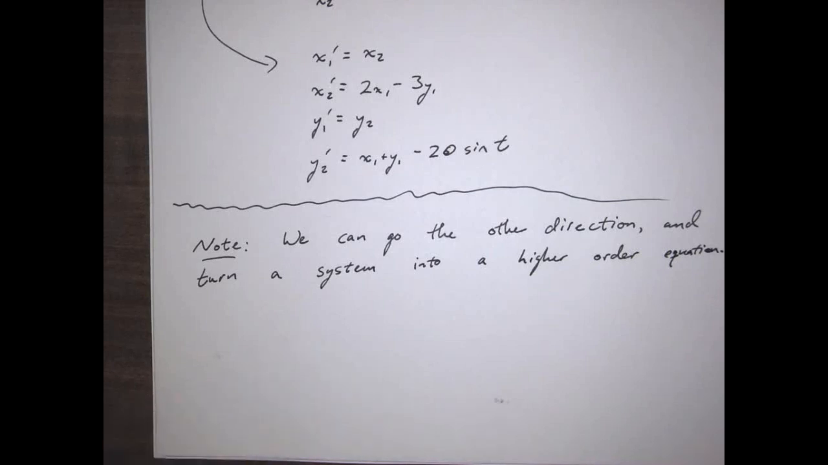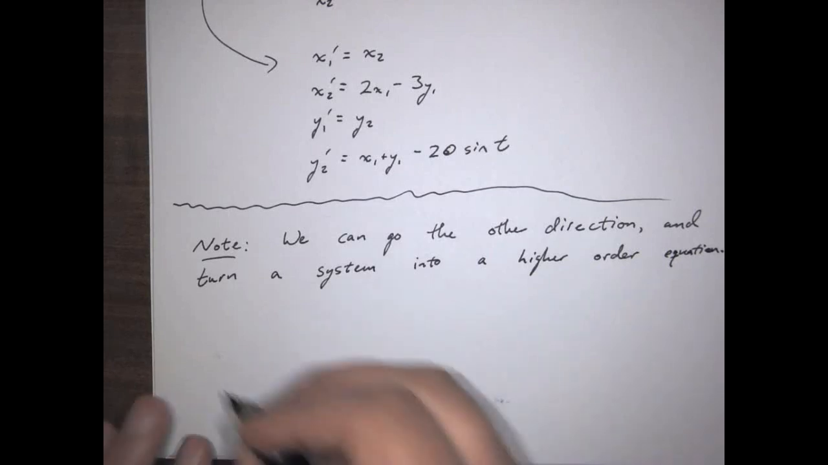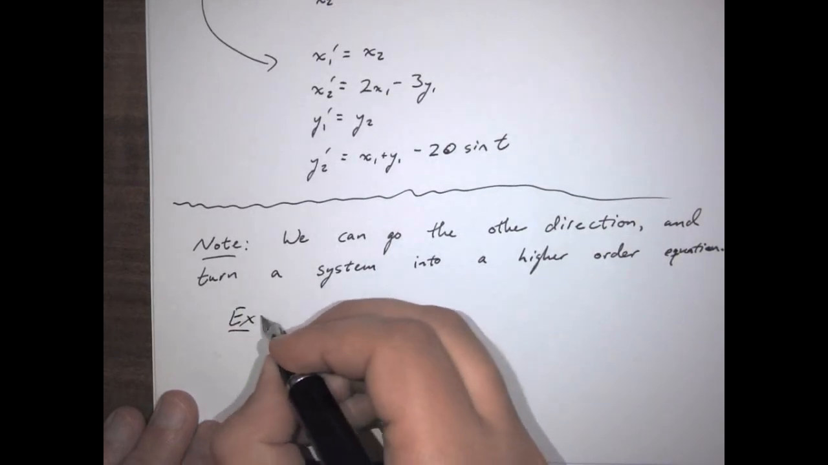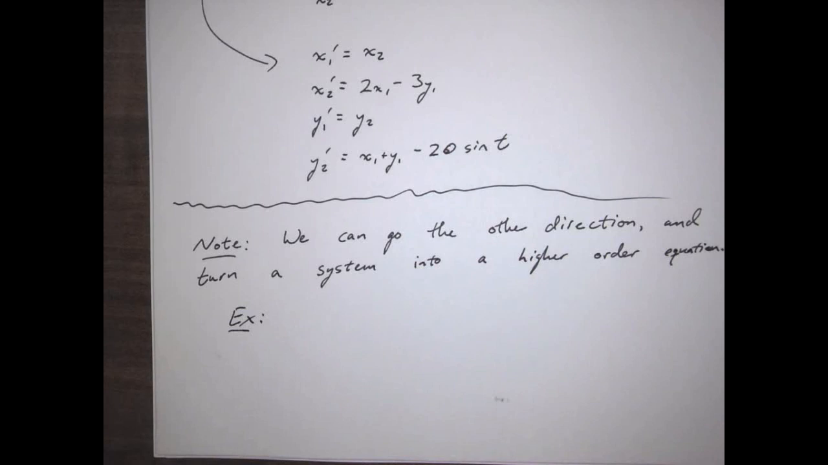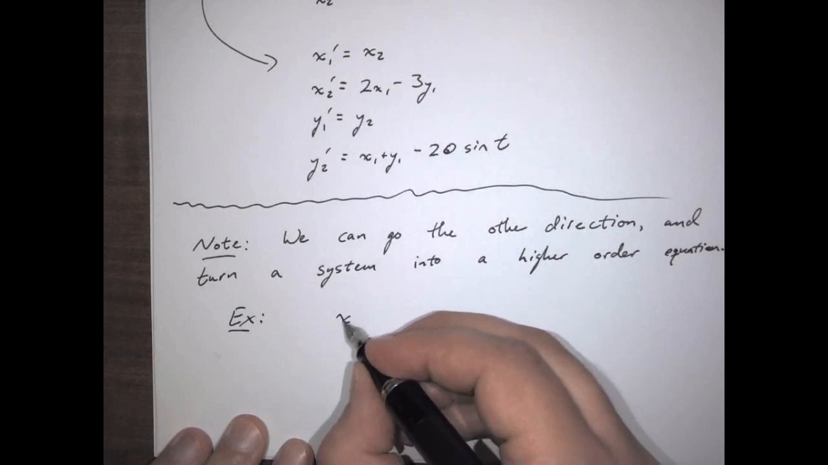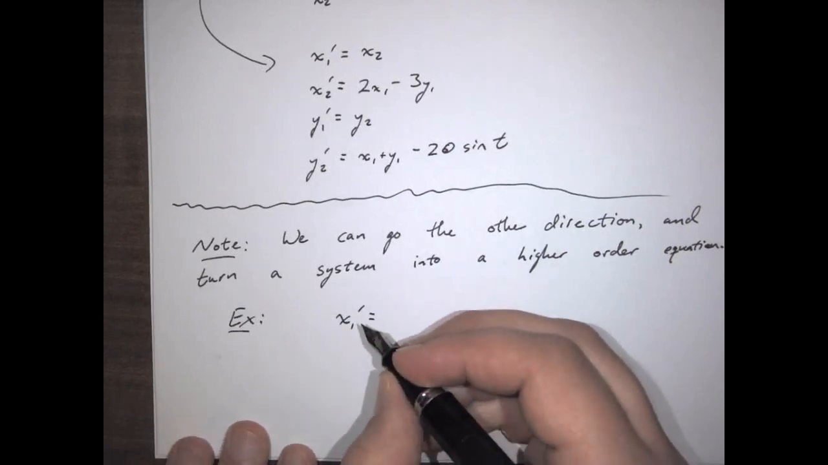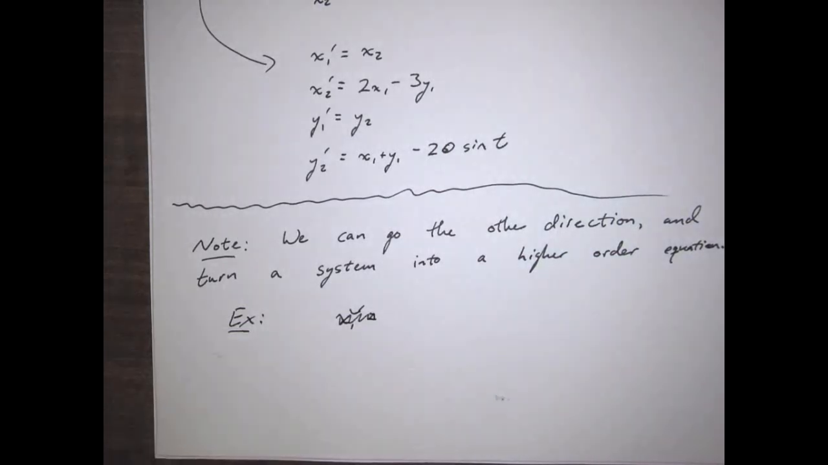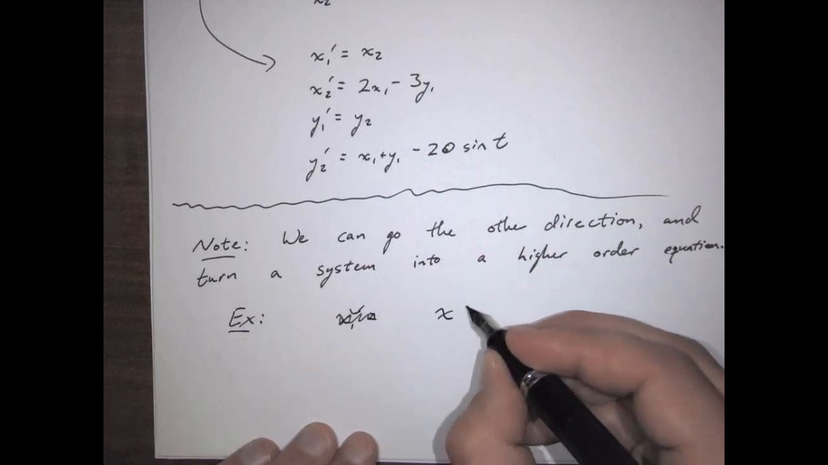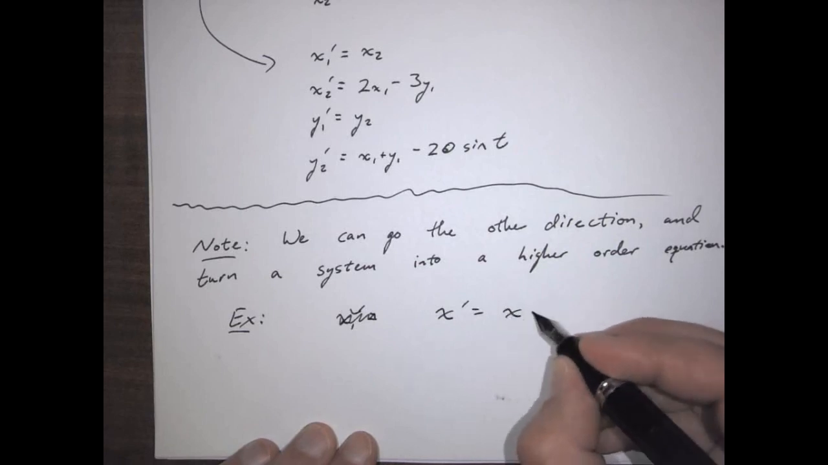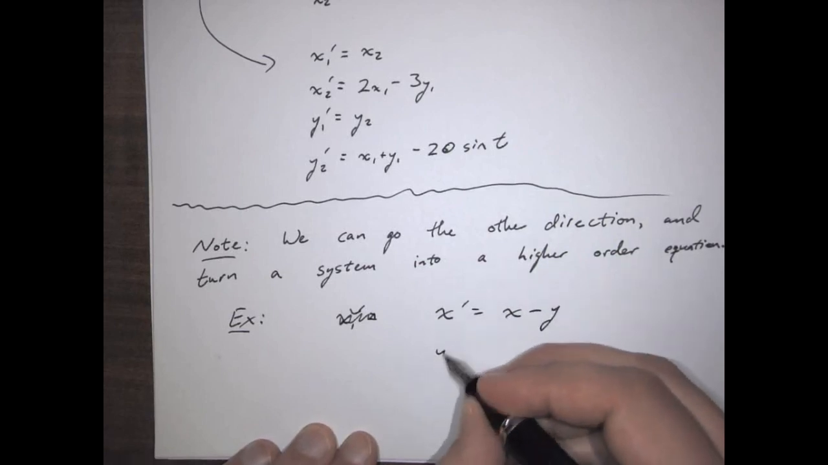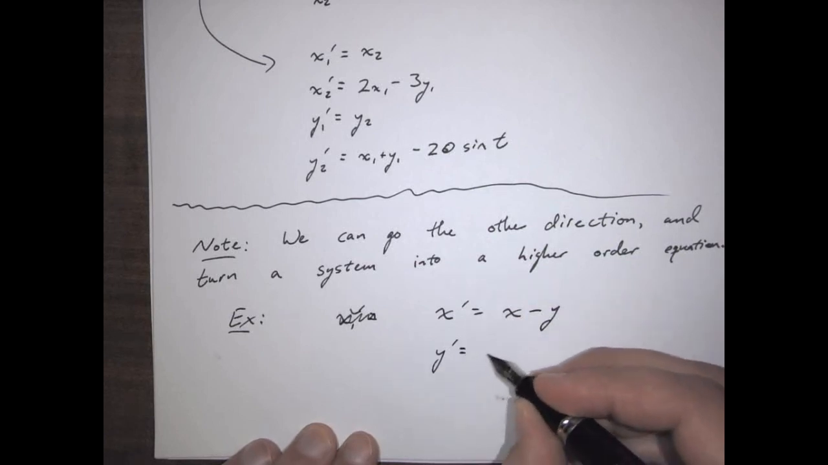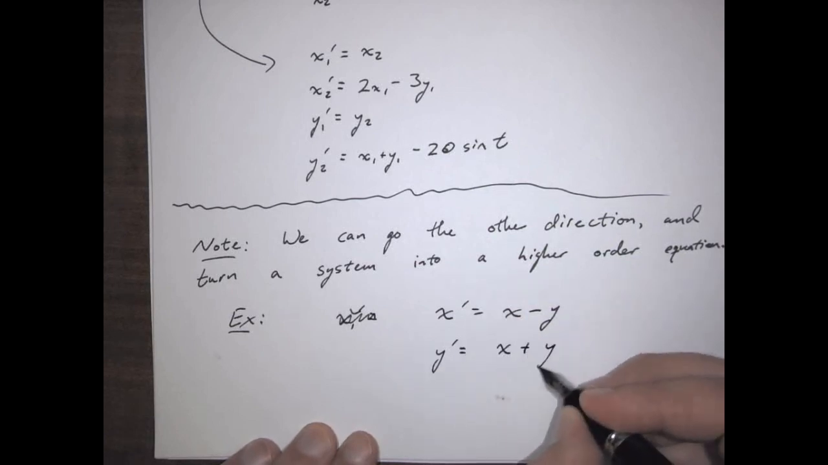For example, let's say that I had something like this. x1 prime, actually I'll just make it in terms of x's and y's. It's a little bit easier when you only have 2 variables to just make them x's and y's instead of x1 and x2. So let's go x prime equals x minus y, and y prime is equal to, let's just say, x plus y.